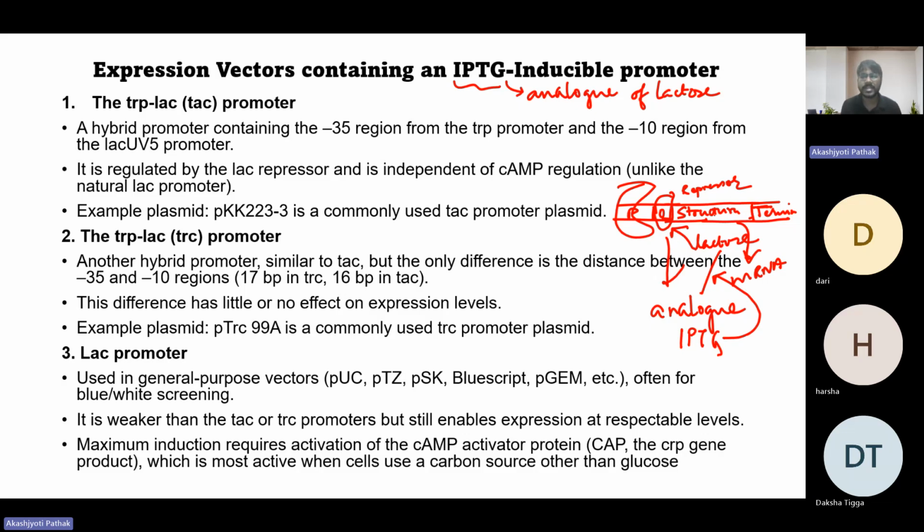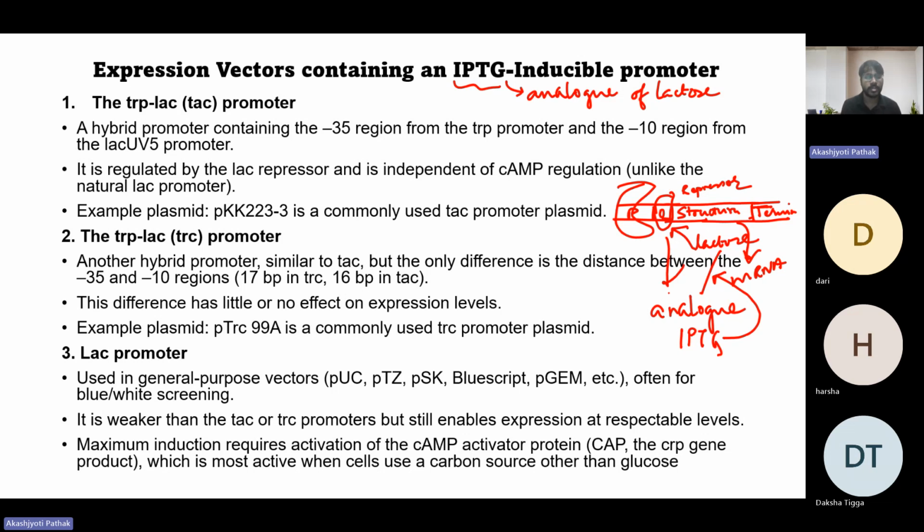So why does this system exist? If a particular protein is not required, then there is no need of transcribing that protein. Why? Because transcription is an energy requiring process. You require ATP, and this entire machinery, all these different enzymes, they all require ATP, and different types of modifications have to take place. So this is an energy intensive process. If you do not require the expression of a protein, then the expression of that gene is turned off. That is why such a system exists in bacteria.